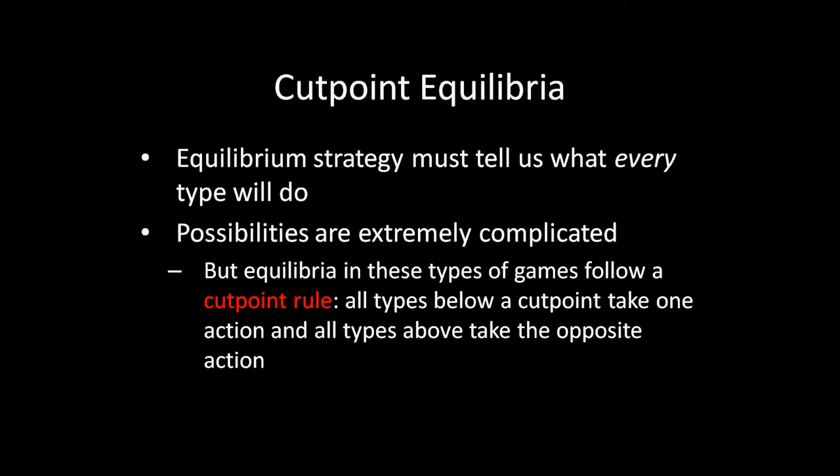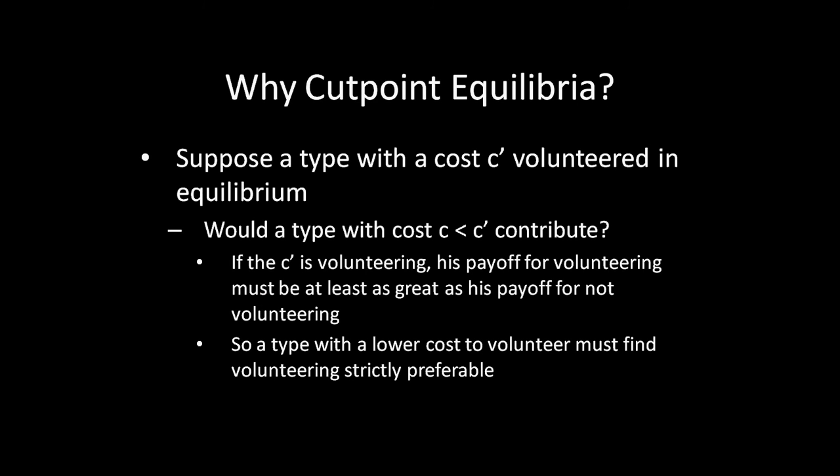Why is it the case that we get these cutpoint equilibria? Despite the very, very complicated strategy spaces that were out there, why is it that equilibria usually follow this cutpoint rule? Well, let's think about this in terms of the volunteer's dilemma again. Suppose that a type with a cost c prime volunteered in equilibrium. Would a type with a cost less than that, c less than c prime, also be volunteering? Would they be contributing or would they not be contributing?